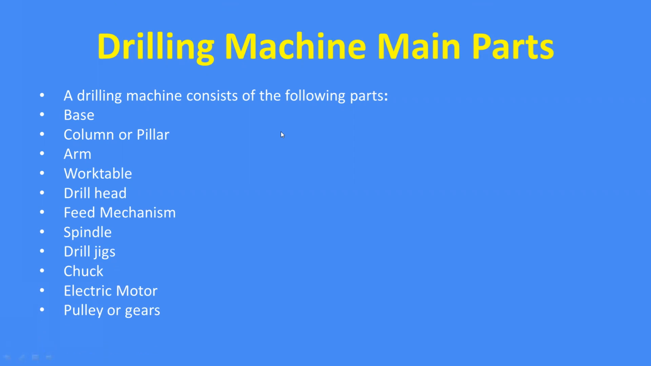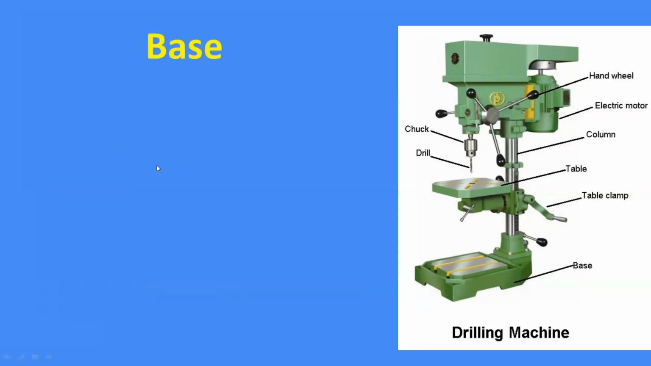So generally, if you consider any drilling machine, it will consist of the following parts that I have listed here: base, column or pillar, arm, work table, drill head, feed mechanism, spindle, drill jigs, chuck, electric motor, and pulleys or gears. Now, for our better understanding, we are going to discuss and study each and every part that is mentioned here. Okay, so first one is the base.